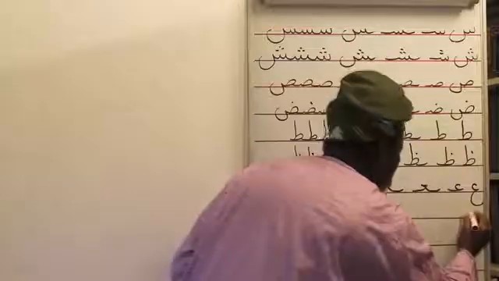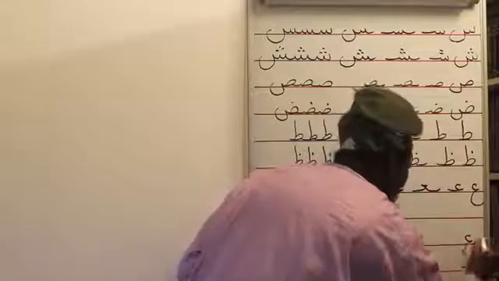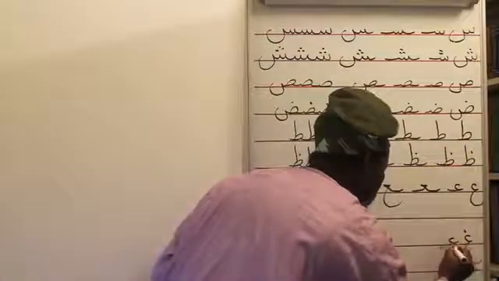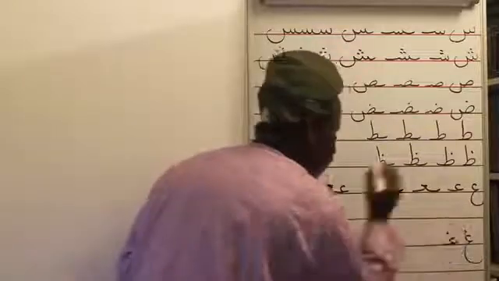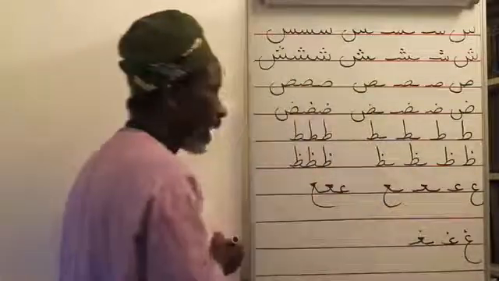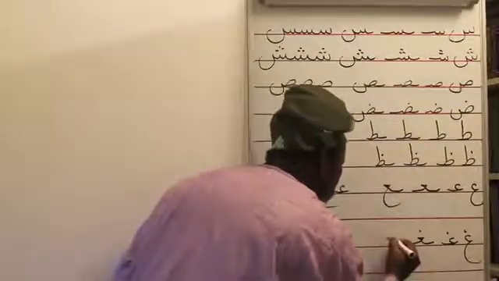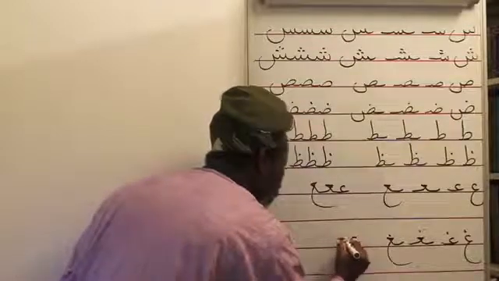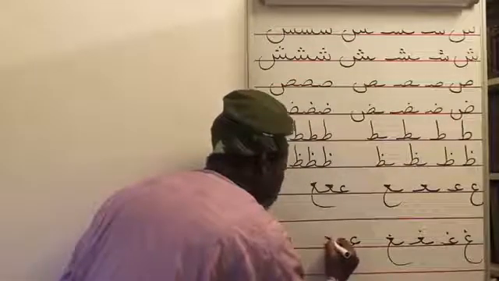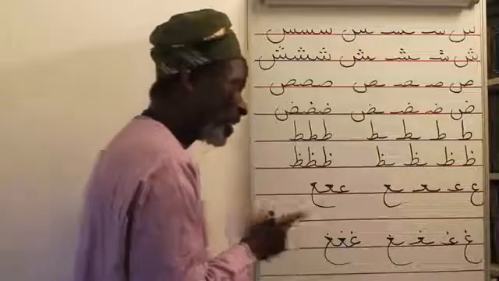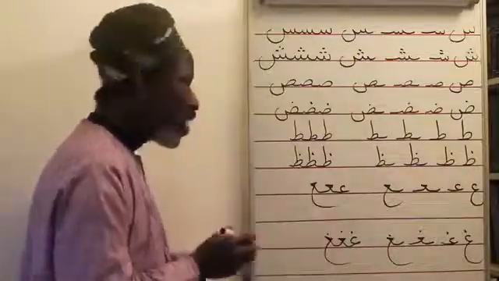So let's try that. So this is your rein, isolate, and rein, beginning, rein in the middle, and rein final. Joint form, rein, rein, rein, dot, dot.